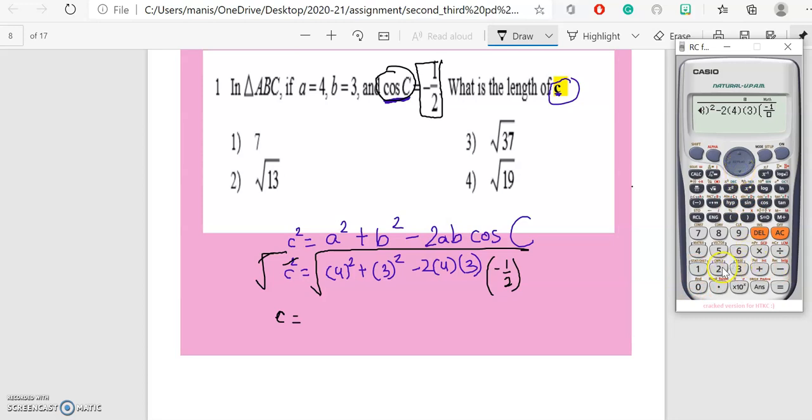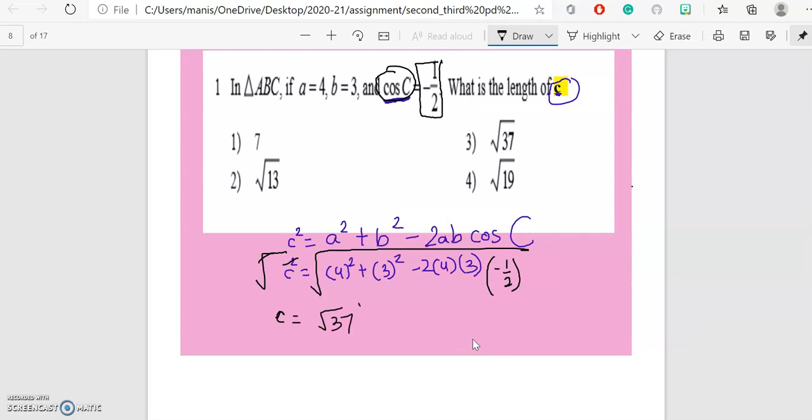Divided by what? 2. And you can come down, add over here at the end, and you close this and come out of the radical operation. It's out. Now I'll press the button over here, radical 37. So do you see any answer choice which says radical 37? Yes. Which answer choice is radical 37? Option 3. This is the correct choice for this question over here, radical 37.